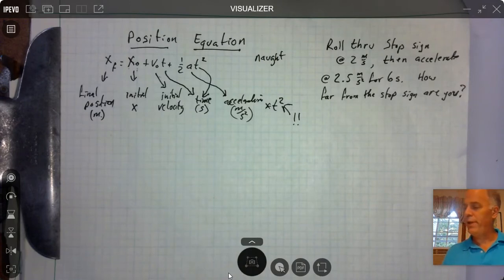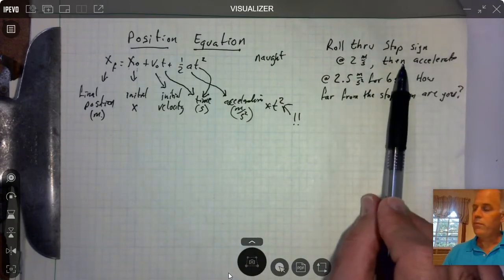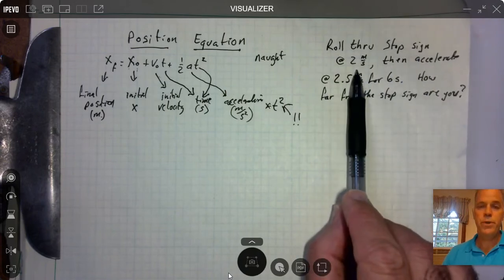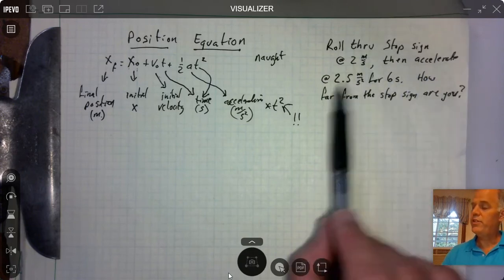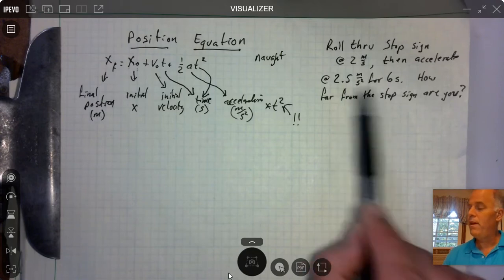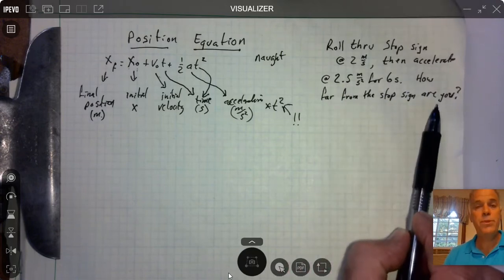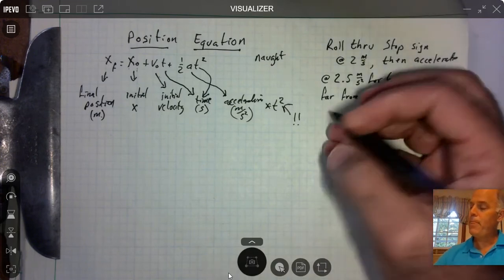Okay, so for example here, say we roll through a stop sign. We're in a hurry to get where we're going. So we roll through the stop sign at 2 meters per second. Then as soon as we pass the stop sign, already moving, we accelerate at a rate of 2.5 meters per second squared for 6 seconds. And what we want to know is how far from the stop sign are we at the end of those 6 seconds.